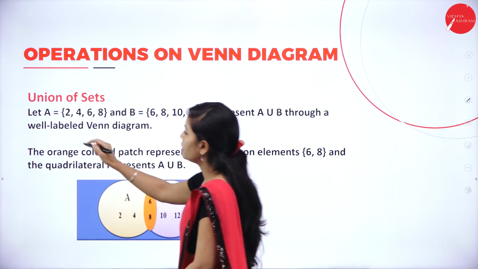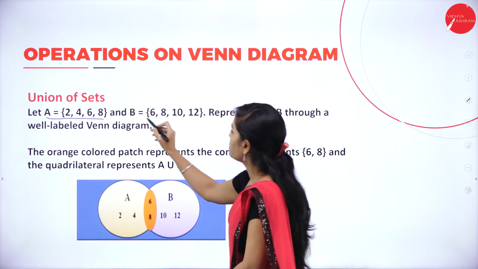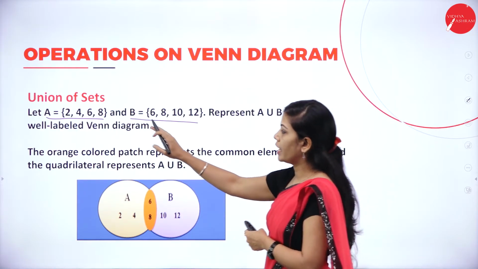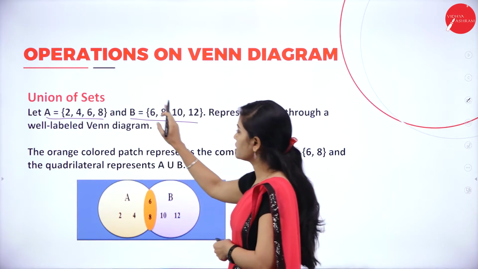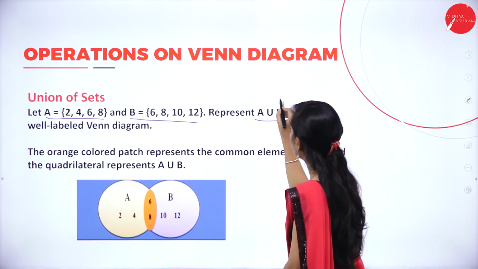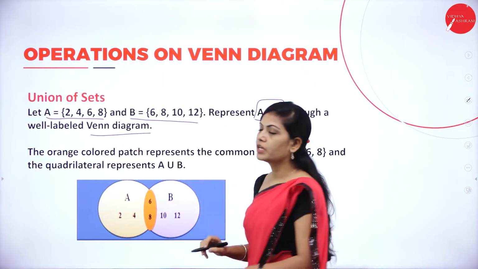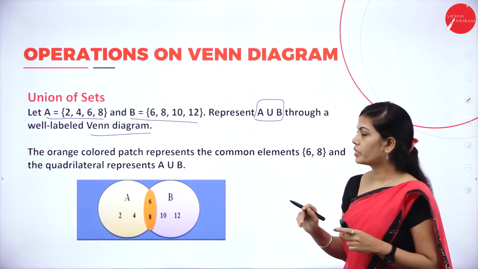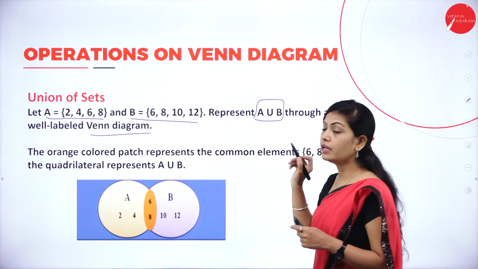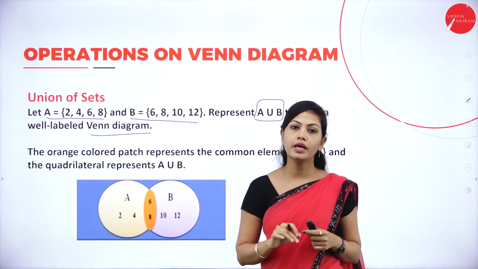For example, let A equal 2, 4, 6, 8 and B equal 6, 8, 10, 12. In set A, I have 4 elements. In set B also I have 4 elements. Represent A union B through a well-labeled Venn diagram. This is a 2 marks question, a very important concept. Here you have to represent only A union B. So how do you represent A union B using a Venn diagram?